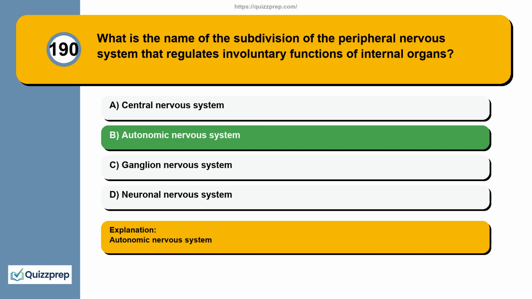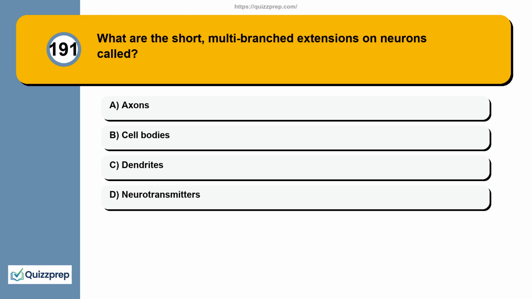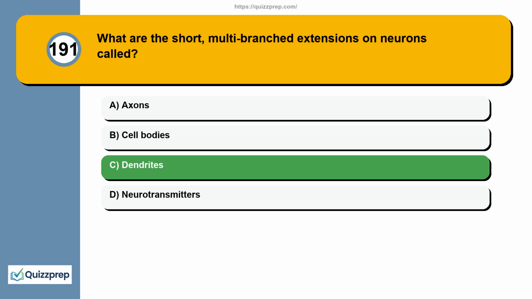Autonomic nervous system. Question 191. What are the short, multi-branched extensions on neurons called? Option A, axons. Option B, cell bodies. Option C, dendrites. Option D, neurotransmitters. The correct answer is option C, dendrites.